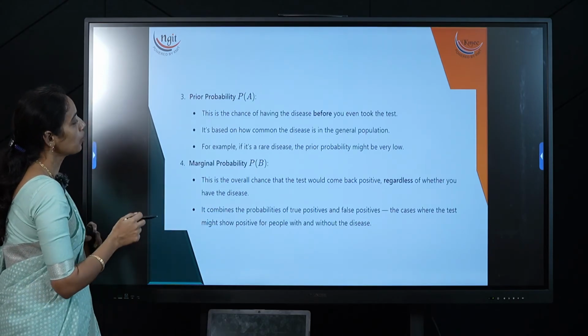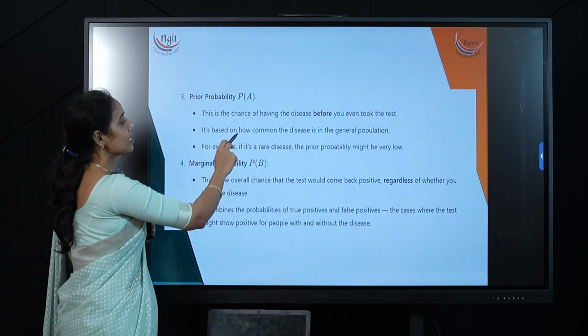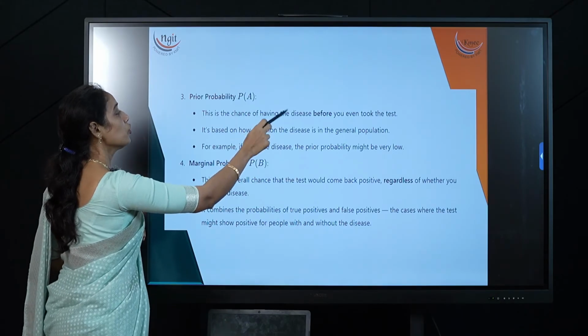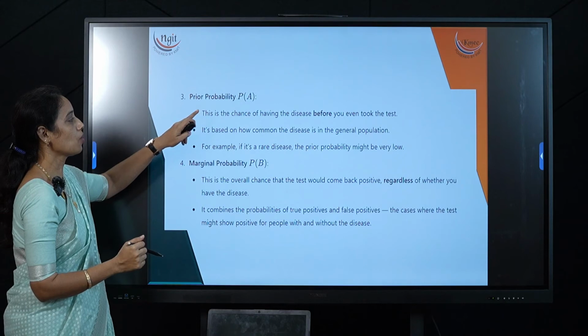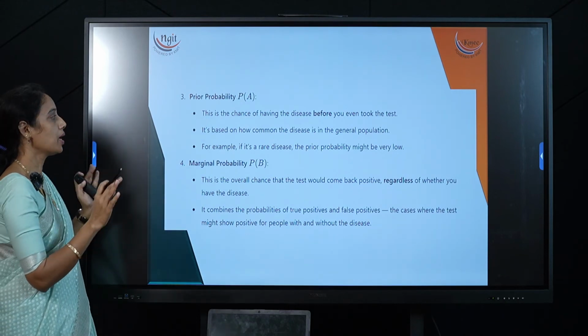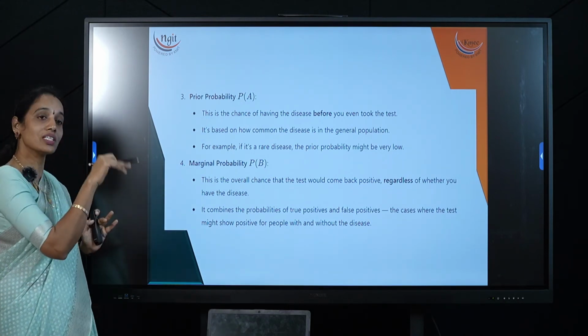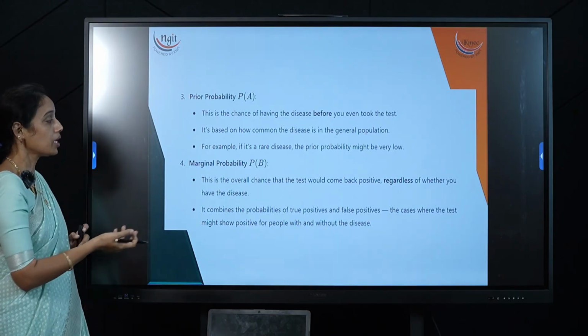The next one is prior probability. This is the chance of having the disease before you even took the test. You haven't taken the test, but you want to know the chance of having the disease. That is called the prior probability.